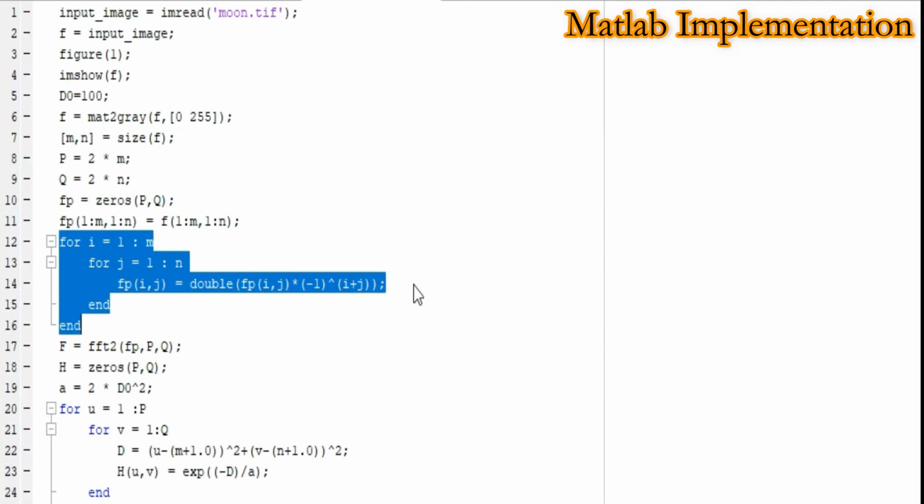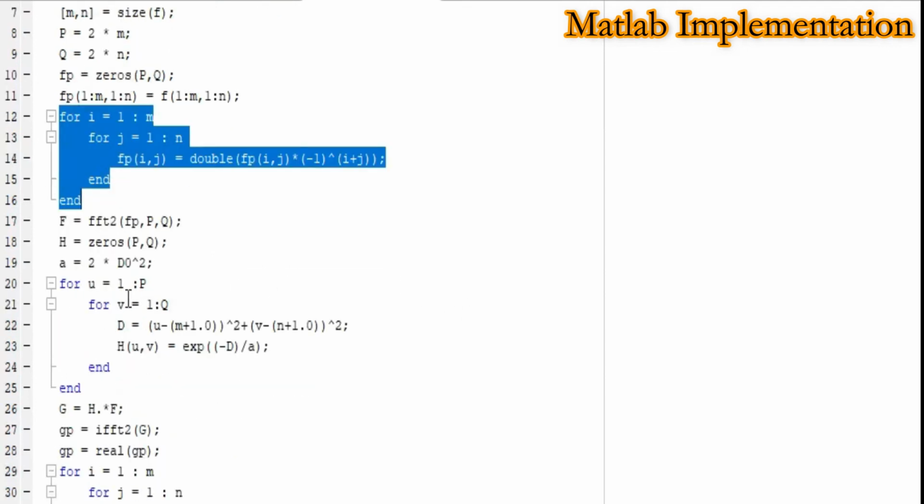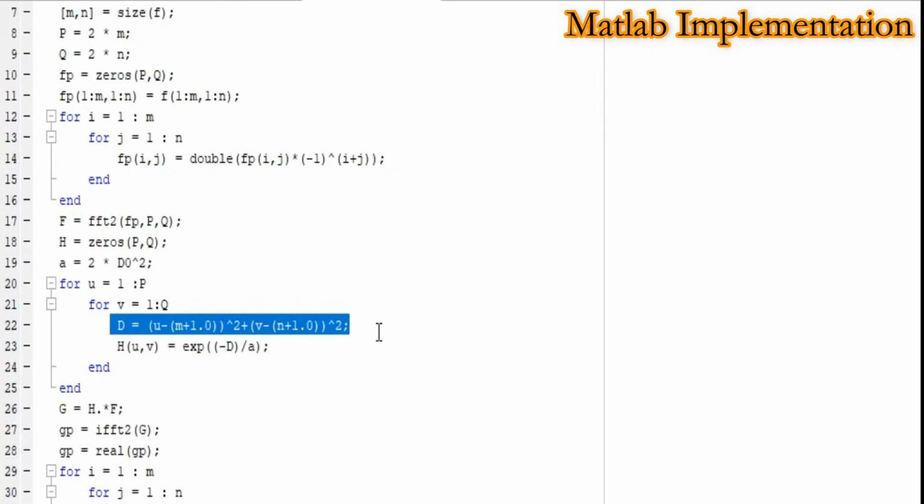Okay, here pre-processing is performed. Then filtering is performed by calculating d of u comma v. So here d is (u minus m by 2) to the power of 2 plus (v minus n by 2) to the power of 2. So here we calculate the distance value.